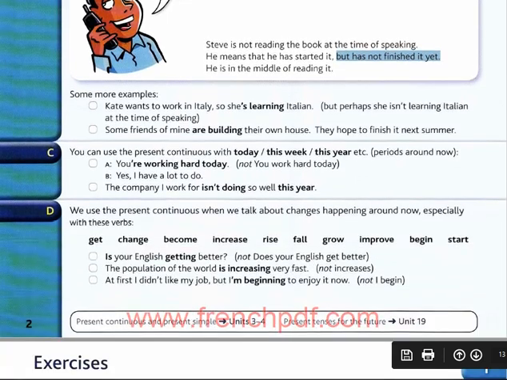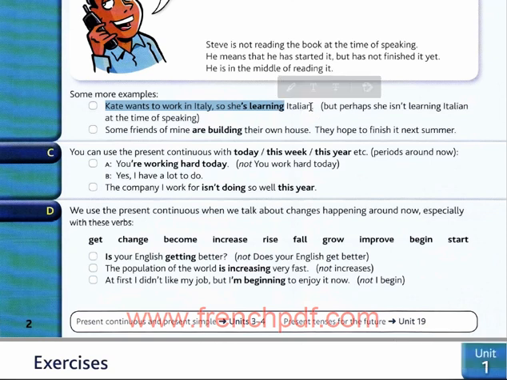Some more examples, just like the same. For example, Kate wants to work in Italy, so she's learning Italian. Kate wants to work in Italy, I mean in the future, but now she's learning, I mean she has started learning Italian. Why? Because she wants to work in Italy, but perhaps she isn't learning Italian at the time of speaking.